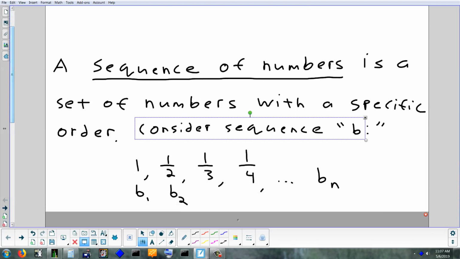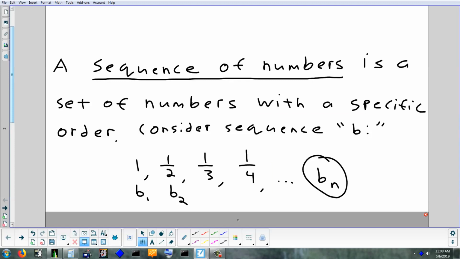The ... means it keeps going all the way up to an nth term. This is not an infinite sequence. It doesn't go on forever. If a sequence was infinite, there would be a ... at the end of it. This means that there is an end somewhere. Where does it end? At the nth term, whatever that is. Okay. These numbers down below, that's basically how we refer to a number in the sequence. So b sub 1 is the first term in sequence b, b sub 2, second term, and so on.